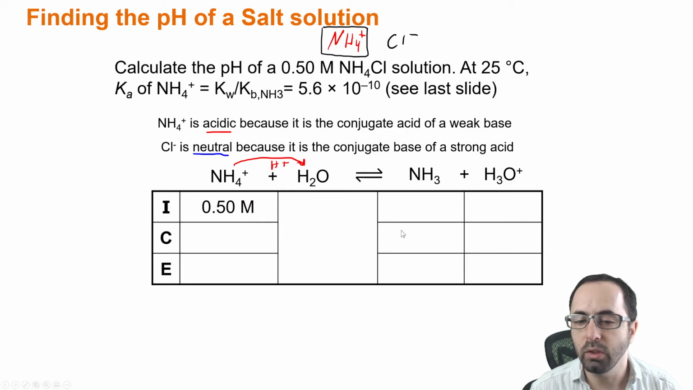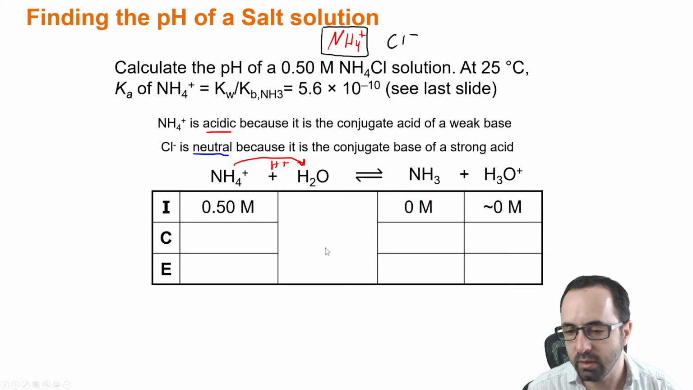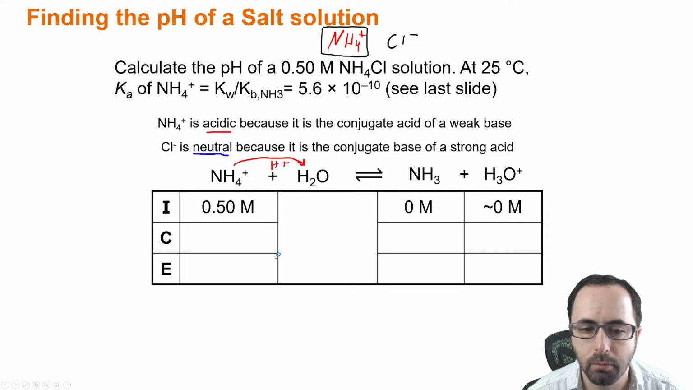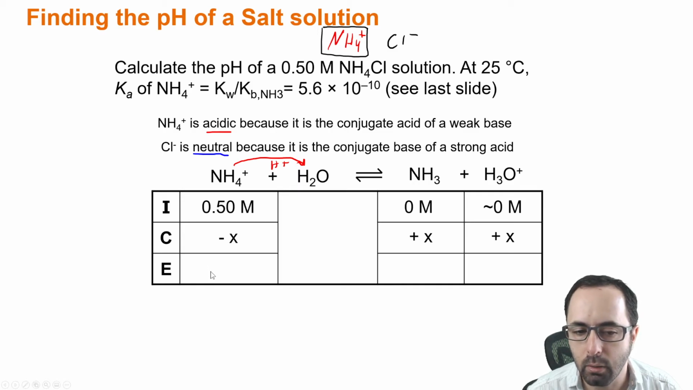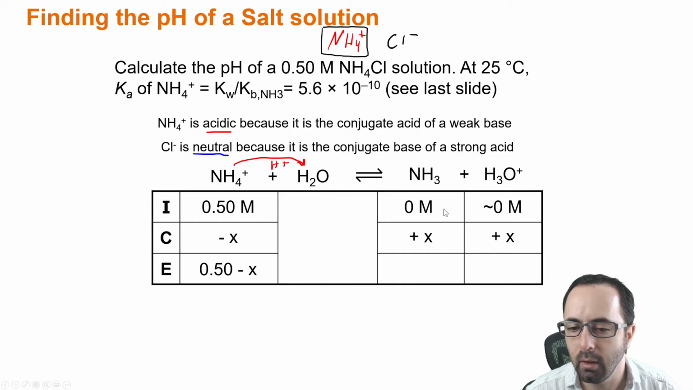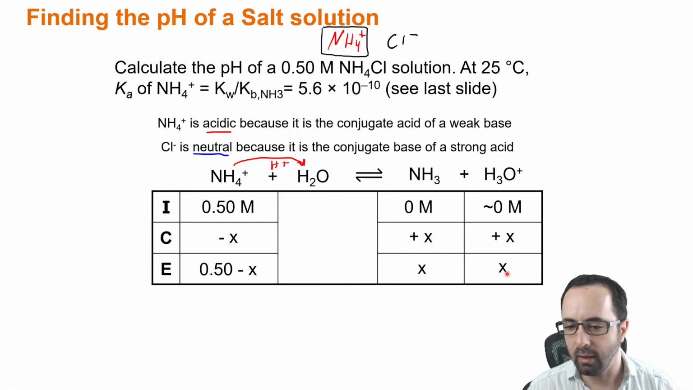And our ammonia concentration is 0 to start, and our hydronium is close to 0. Of course, there's always a little bit of hydronium in water, but we're going to assume that it's negligible. Now, because there's no products, this reaction can't go backwards, it has to go forwards. So we're going to put minus X here, plus X here, and plus X here. And then for our equilibrium concentrations, for ammonium it will be 0.5 minus X, and it will be X and X right here.